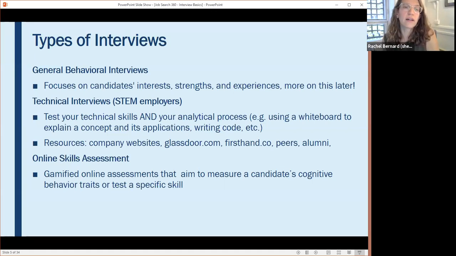We don't do those practice interviews here, but we can give you some resources to see what some sample questions might be for technical interviews. And the one piece of advice I'll give is that for technical interviews, sometimes it is really just like a test that's assessing your skills, like the online skills assessment, but it's also testing your analytical process. So it's not entirely about whether you get the answer right or wrong, but how you work through the questions you're being asked and what your thought process is.